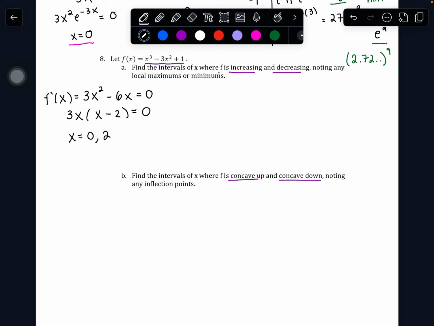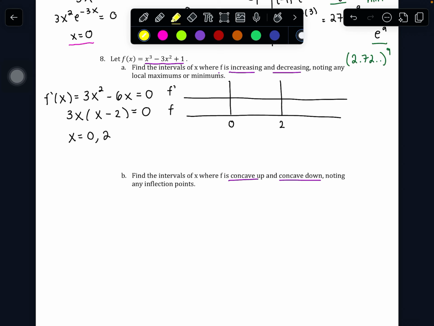So let's make a little chart. We like our charts where we see what's happening between our critical points. Okay, so f prime, f. All right, let's look back at this guy because this is what we need for our derivative, okay? So we need some test points. How about we do 1, 3, and -1, okay?